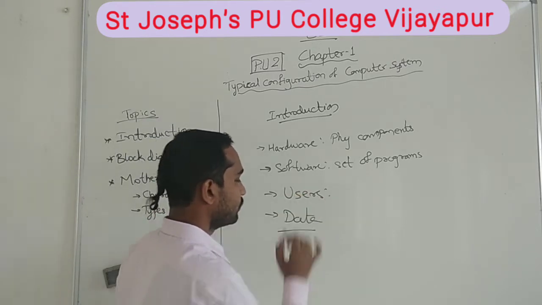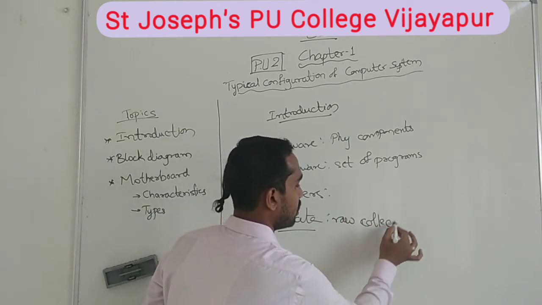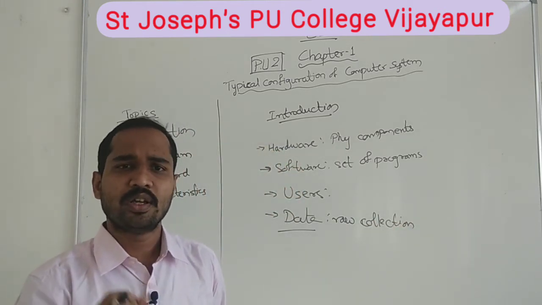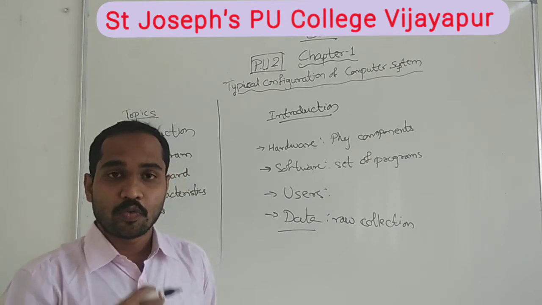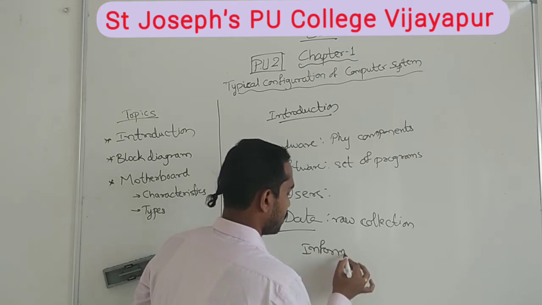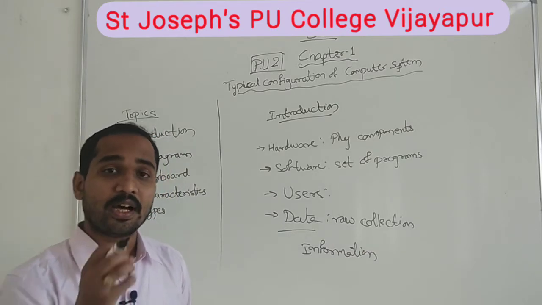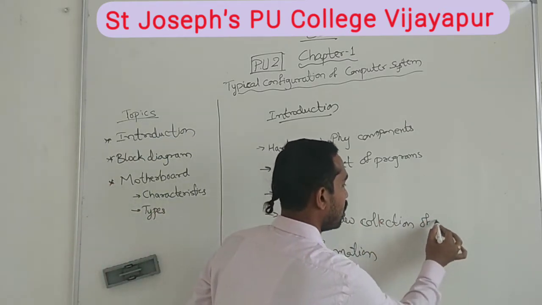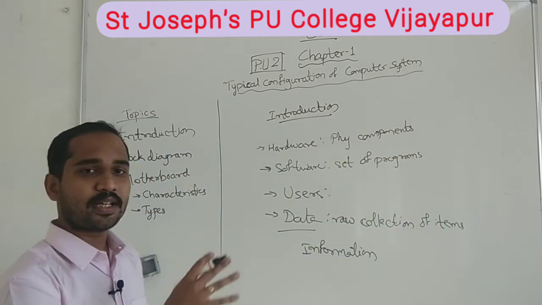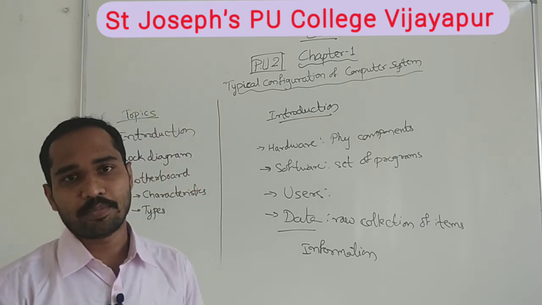And what is data? Data is the raw collection, correct? Raw collection means it is unprocessed collection of the things. That is data. When you process it, it becomes what? It becomes information, isn't it? Information is nothing but the processed data. But the unprocessed collection or raw collection of items is known as data. So these are some terms which you need to remember when you are getting introduced to the computer system.